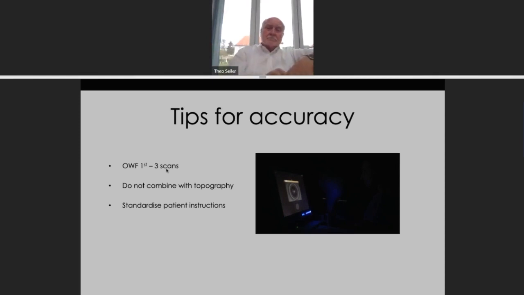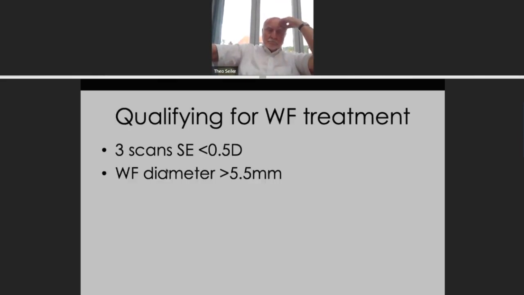Some tips on scanning accurately. Make the wavefront scans the first thing you do. Try and get 3 scans taken quickly in the darkened room before the patient's tear film gets fatigued and the patient's been blinking and squeezing because they've had a strong photopic stimulus, while the tear film is still at its most stable. So do your wavefront scans before any other investigation. Don't combine it with the topography, uncouple those two things. Again, that helps to give you fast measurements, and that helps for accuracy and repeatability, and standardize your patient instructions.